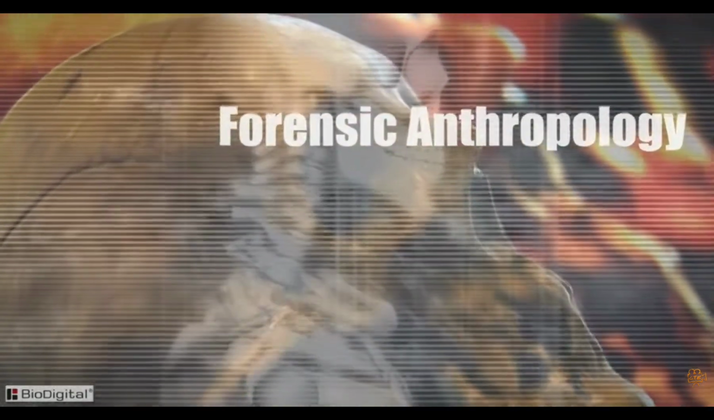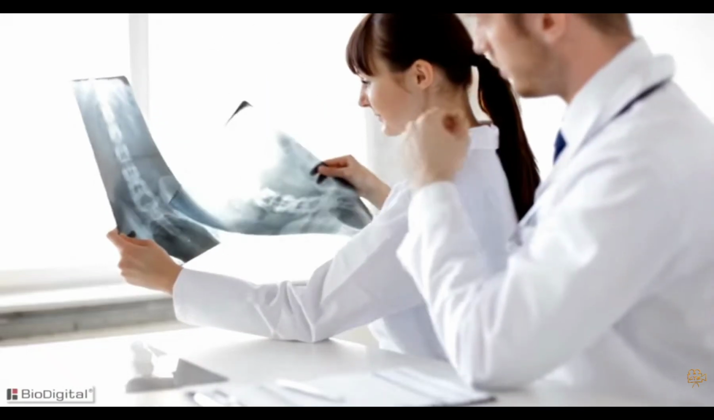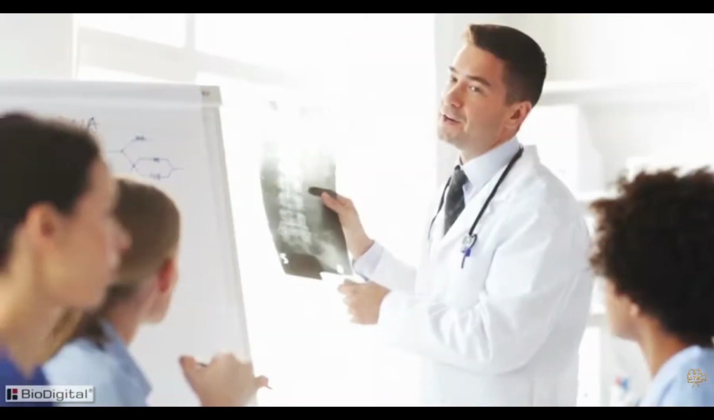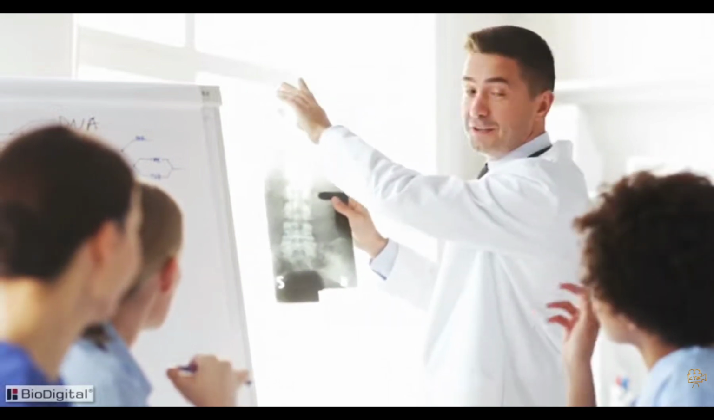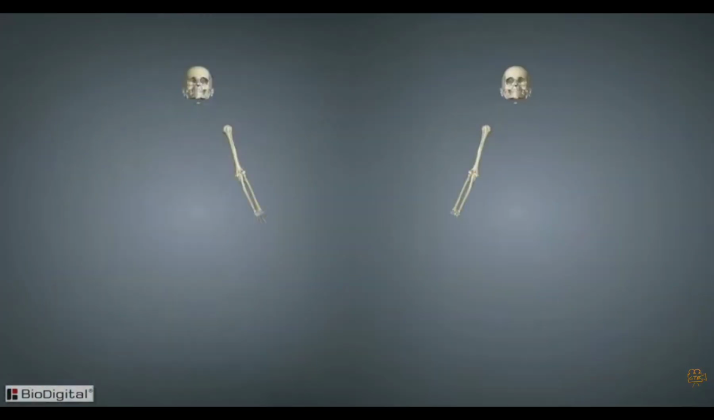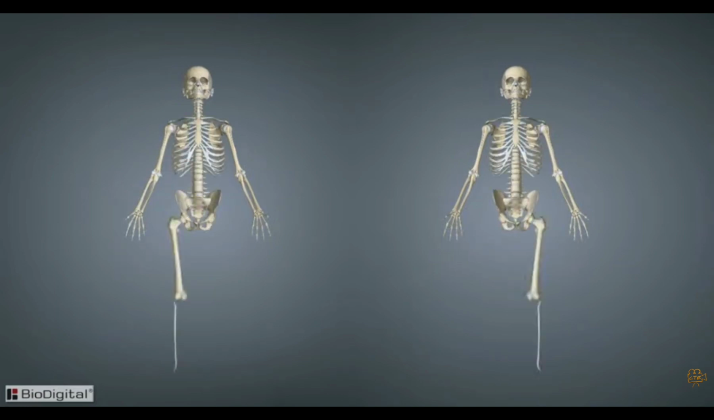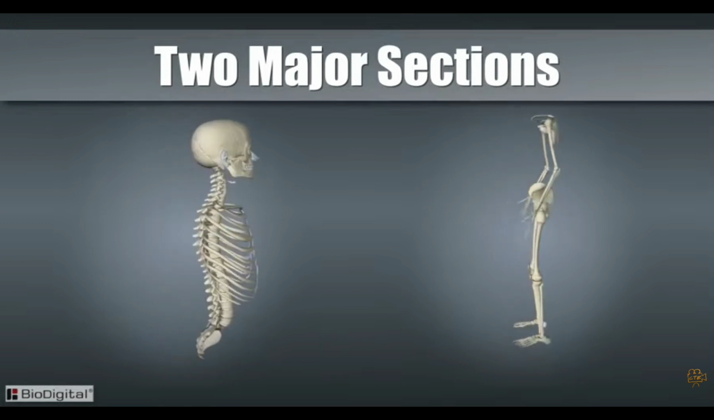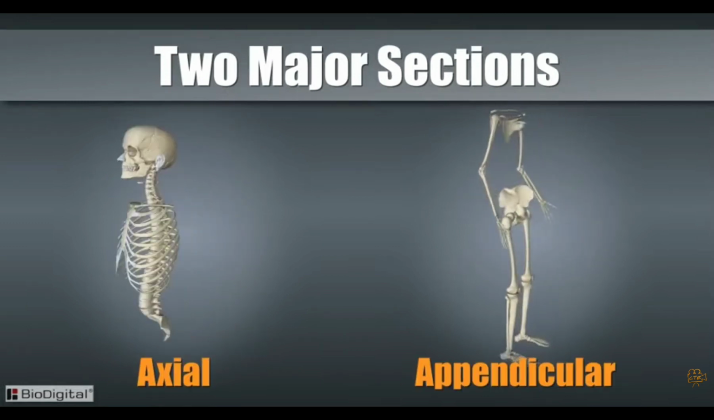But before we can become forensic anthropologists like we see on TV, we need to learn all about the skeleton. We'll provide a complete, in-depth study of the skeletal system in other CTE videos, but for now, we'll just be doing a brief overview of the skeletal system as a whole. The skeleton is divided into two major sections, the axial skeleton and the appendicular skeleton.